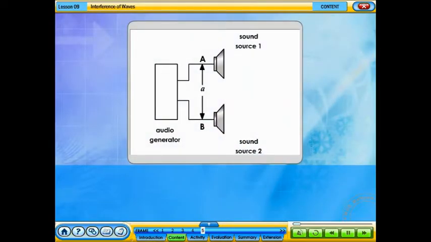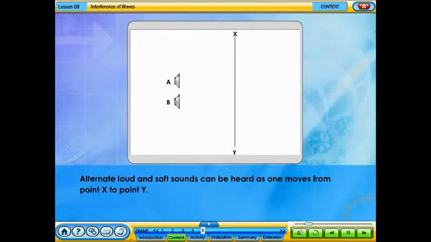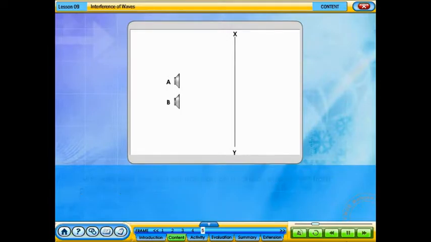A sound generator and two loudspeakers are arranged to produce two coherent sound sources, 1 and 2. What can you observe when the two sound waves interfere? Alternate loud and soft sounds can be heard as one moves from point X to point Y. How is this pattern formed?